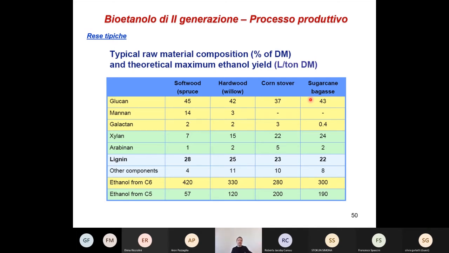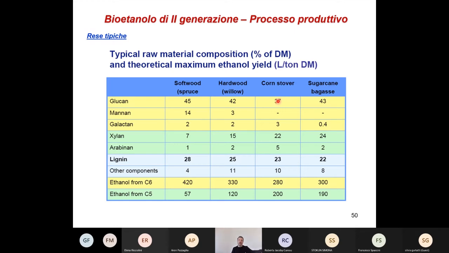So only residues, only lignocellulosic residues, not used for the production of sugar, for example, or for the production of cereals, for pasta or bread or other kind of products.